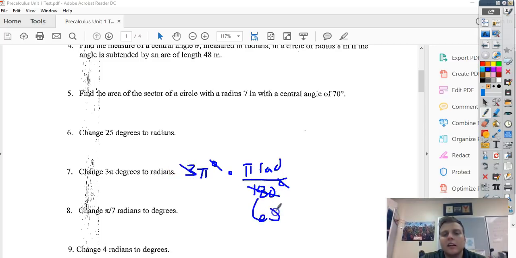180 becomes 60. A lot of people make the mistake of canceling out these pi's. We can't do that because neither one of these pi's is in the denominator position. So in other words, you're going to say pi times pi. Since I'm getting it in terms of radians, I like to leave pi as pi. So pi times pi is pi squared radians all over 60. And that would be your answer for number 7.